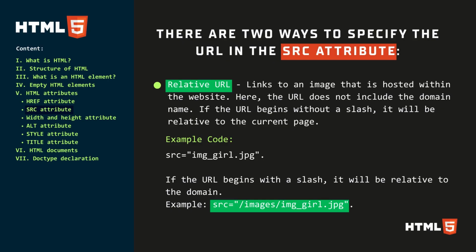There are two ways to specify the URL in the src attribute. A relative URL links to an image that is hosted within the website. Here, the URL does not include the domain name. If the URL begins without a slash, it will be relative to the current page.